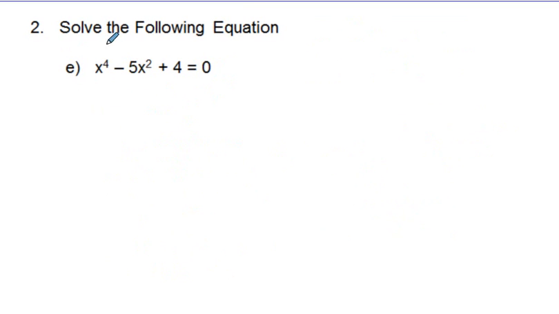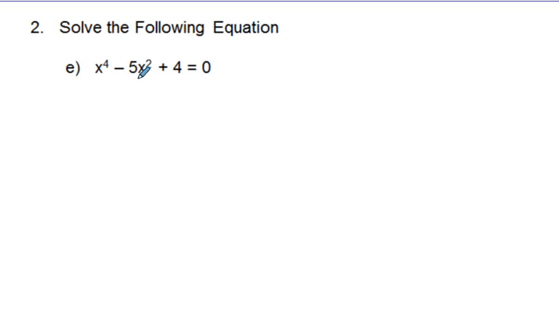Okay, next we have E. We have x to the 4th power minus 5x squared plus 4. And again, this is what we call a quartic function, to the 4th power, quartic. Now, this one could be challenging to factor, but if we lower the power of this expression, we can rewrite the expression on the left in quadratic form.